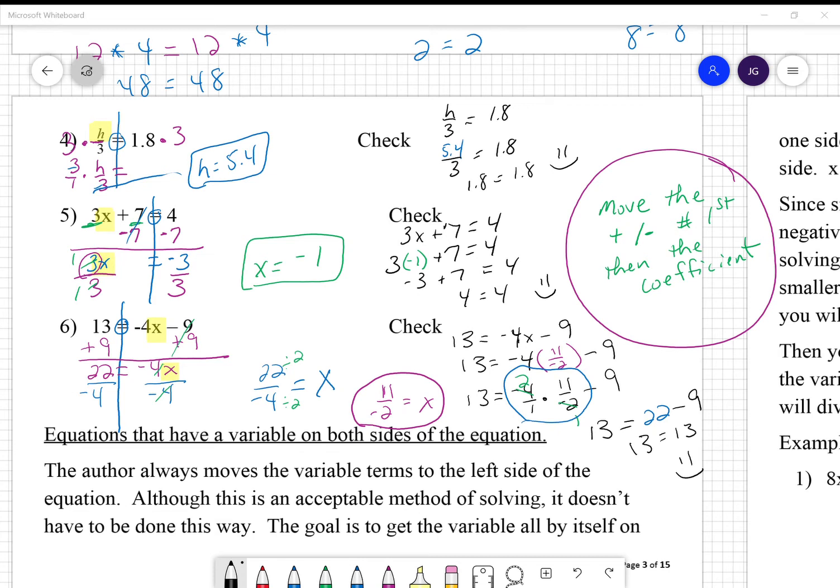Okay, we're continuing our work with solving equations in one variable. We're going to look at the type that has a variable on both sides. Let me circle that in red.